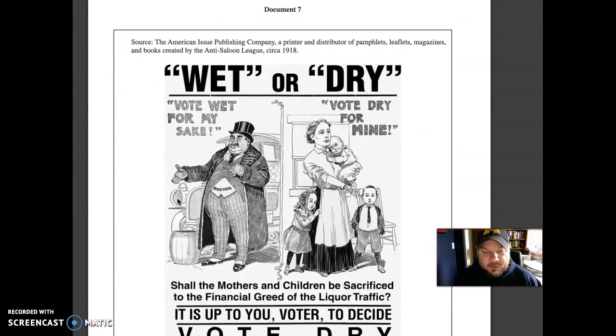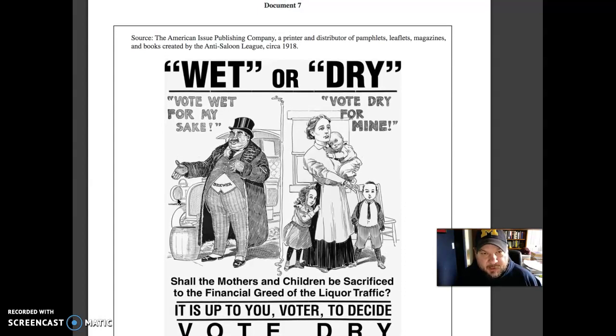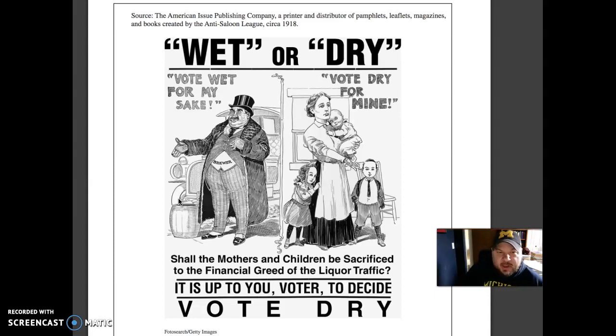Document 7 is one I probably would use. Document 7 is a political cartoon that basically is saying wet or dry, basically insinuating prohibition, and those people advocating for and against prohibition. In this case, the brewer is saying, "Hey, jobs are going to be lost. There are bars, restaurants that serve alcohol. All those people are going to lose money. They're going to suffer." Now, this is the woman and the family basically saying, "Vote dry for my sake." This perspective is for somebody that is advocating for prohibition.